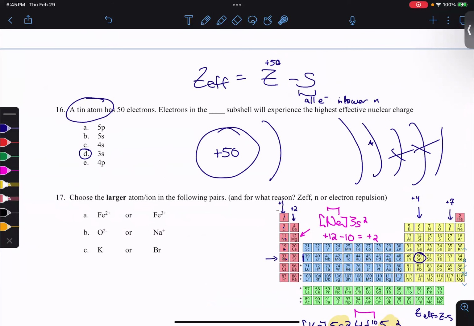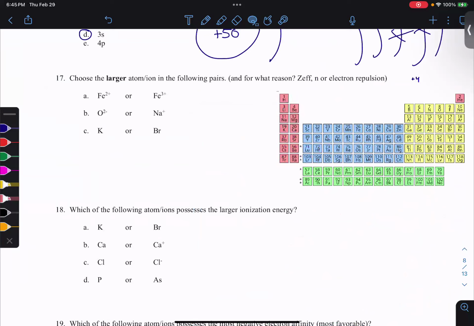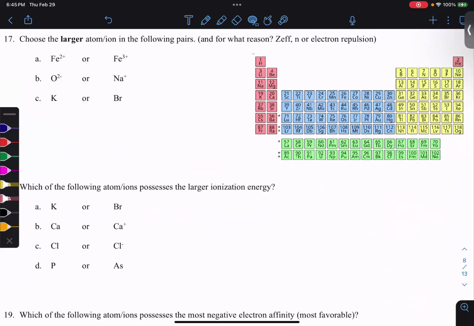Okay, keep going. All right, so my favorite. These questions should be easy ones. Which are larger? Which has the higher ionization energy? Which is the more favorable electron affinity? Because all of them trend with size. So if you're good with size, then hopefully you're good. So choose the larger atom and tell me why.